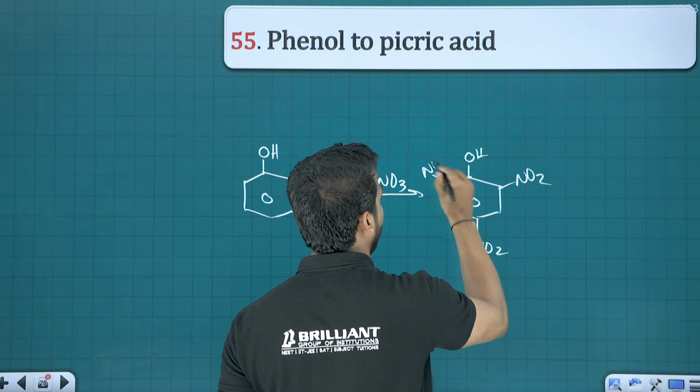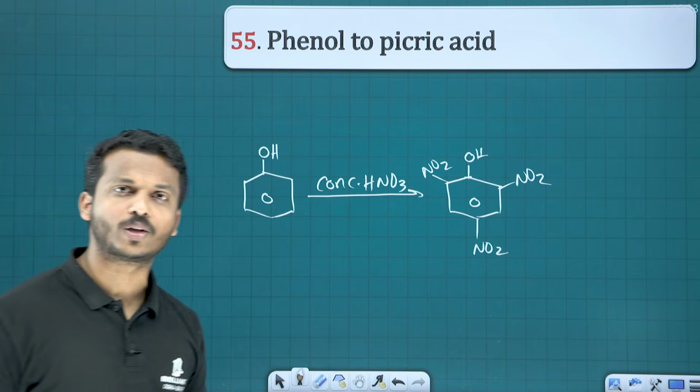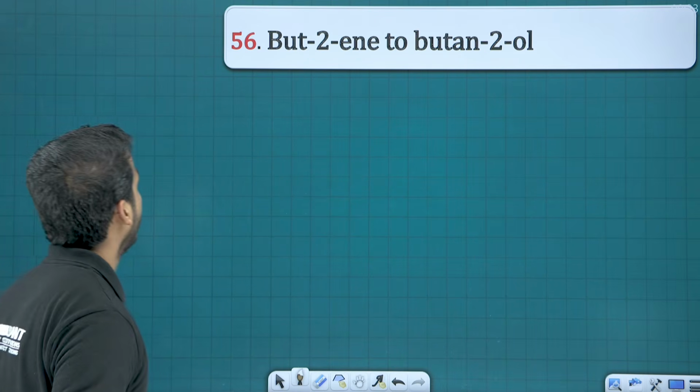2,4,6-trinitrophenol, yellow color, right? Yes. Phenol treated with concentrated HNO3, we get picric acid.